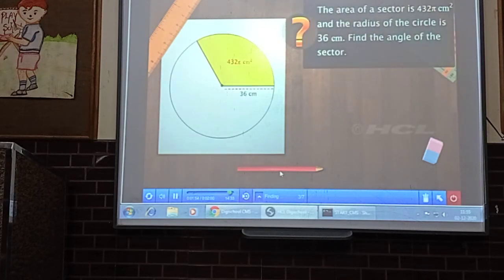The area of a sector and the radius of the circle are given. Find the angle of the sector.